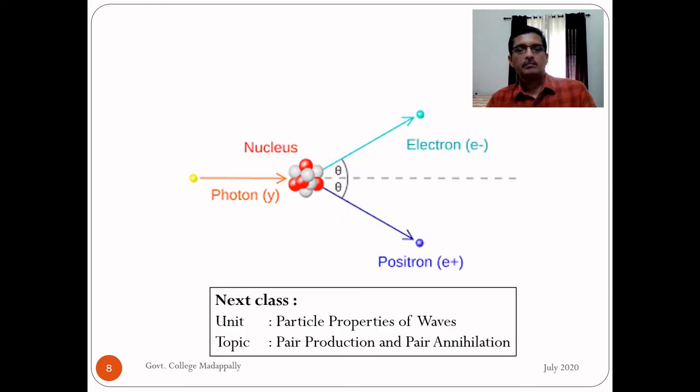Okay, that concludes our discussion on Compton scattering. In the next class, we will discuss pair production and pair annihilation.